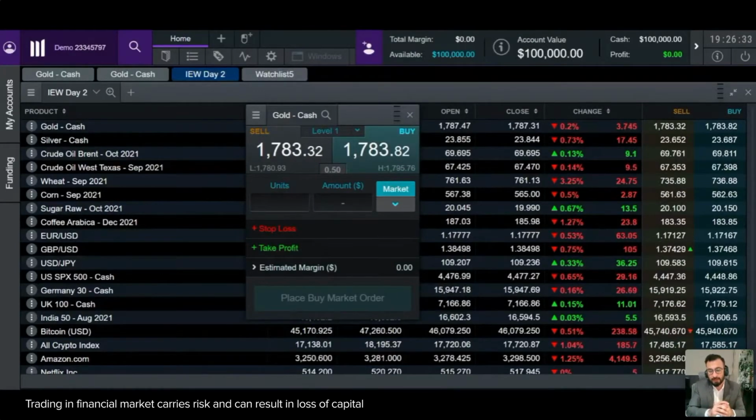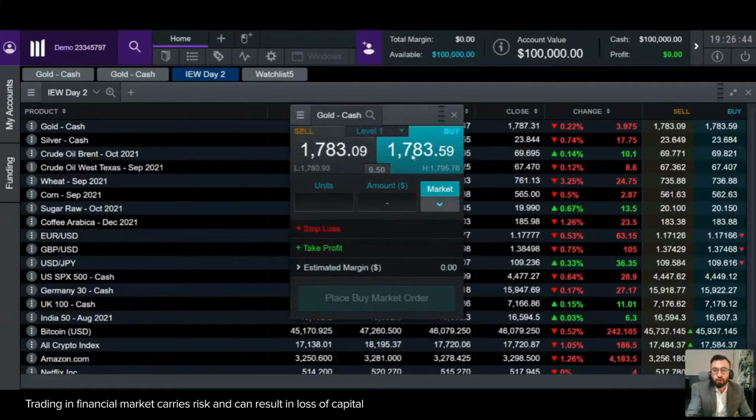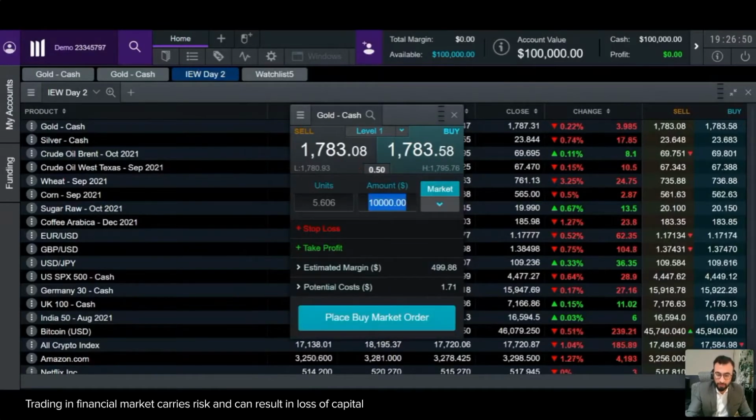Now, let's take an example. I want you to buy gold. Okay, open your order tickets. Now, if you have already opened your order tickets, those who have $10,000, write in the amount 10,000. Those who have $100,000, write in the amount 100,000. Don't do anything else. Just write $100,000.